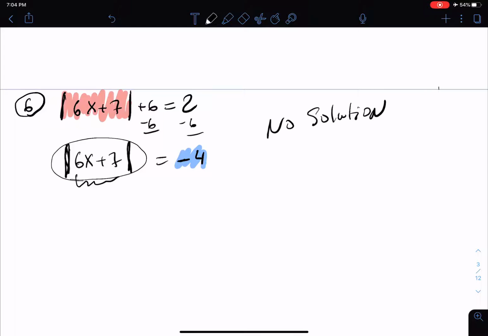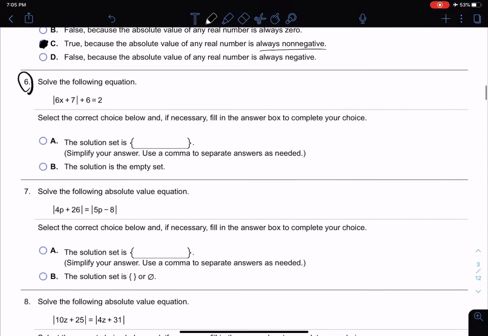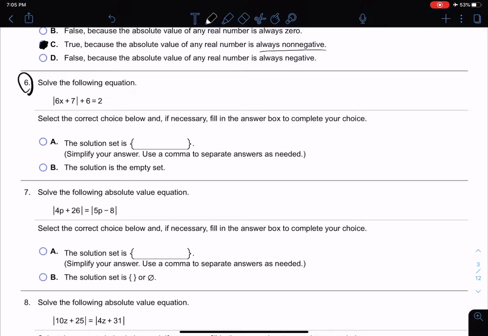Okay, remember we could also call it the empty set, braces without anything in it, or the null set. Let me write that down, empty. So this is no solution or the empty set. Let's go up at number 6 and mark that. The solution is the empty set. There we go.